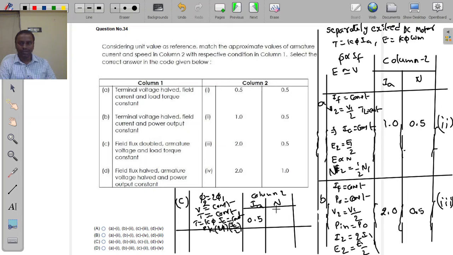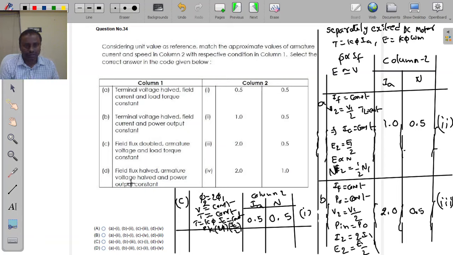What about the speed? Speed is proportional to V over K phi. Phi becomes twice, so speed has to become half. So in this case speed has to become half. Both are 0.5 and 0.5, so it is option 1.